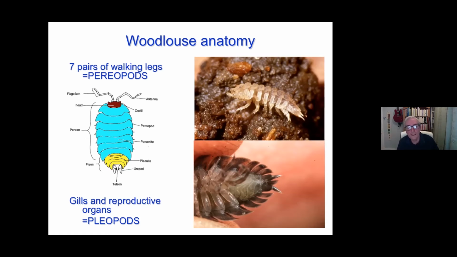And then on the pleon at the tail end, the yellow area here, there are five segments. So you've got obviously seven with seven pairs of legs, 14 legs in total. You've then got five segments of the pleon. Some people would say there are six, including the telson. So there are five, or six if you include the telson, which is basically the pointy bit at the tail end of the woodlouse.